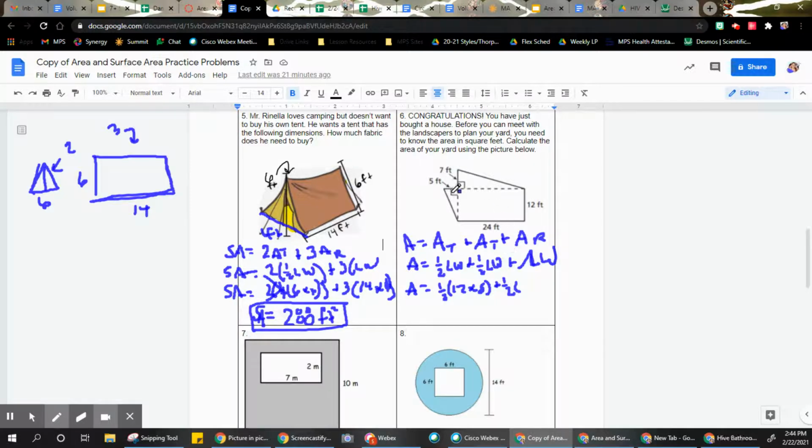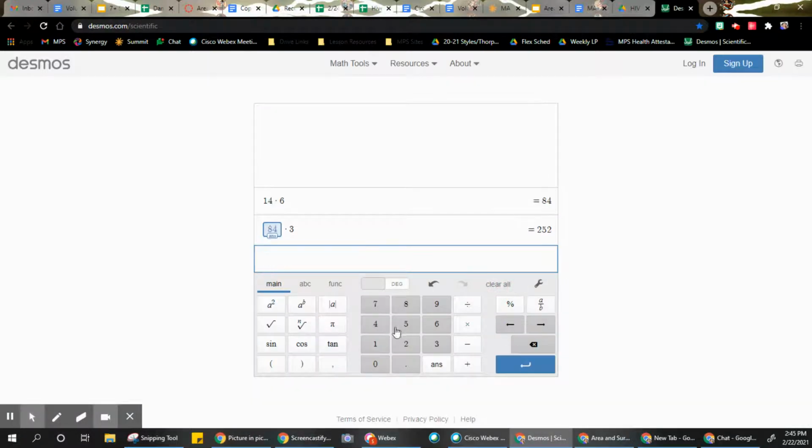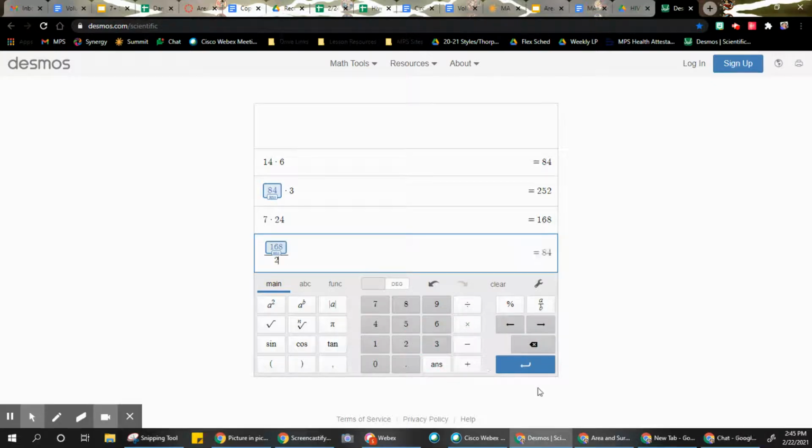My second triangle is 7 feet tall by 24 feet wide. So 7 times 24 plus 24 times 12. So now if I want to simplify that, 12 times 5 is 60. 1/2 of that is going to give me 30. Plus, I don't know 7 times 24 off the top of my head, so I'm going to come over here and I'm going to hit clear all, and I'm going to do 7 times 24, which gives me 168. I then have to take that answer and divide it by 2 to get 84.